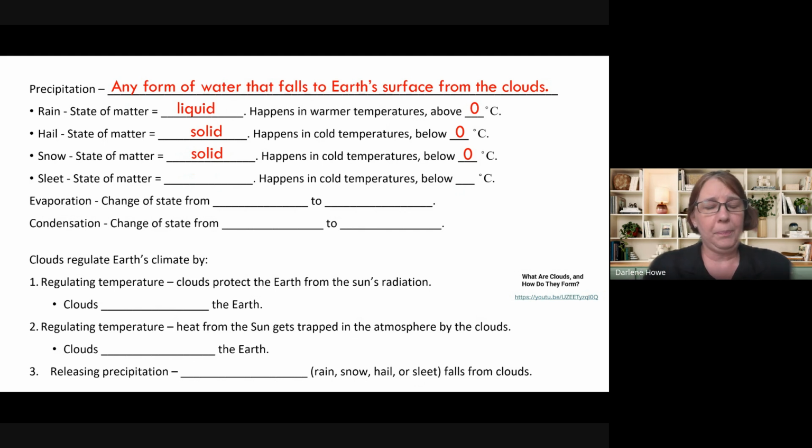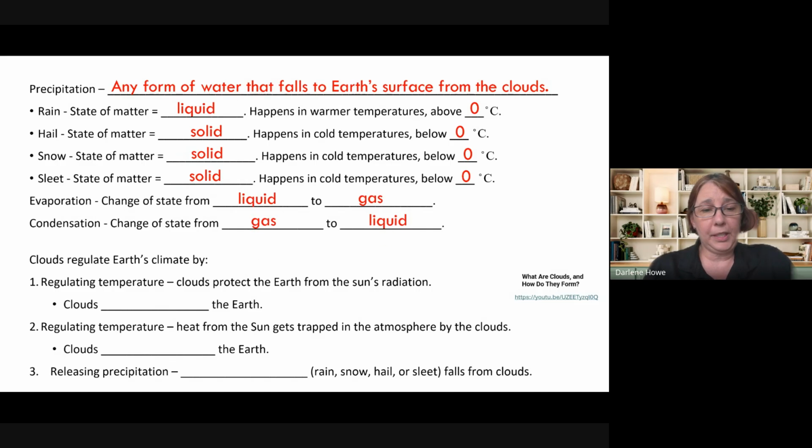Okay, hail. So sleet is simply when it doesn't do that pulling back up in the atmosphere, it just falls the one time. But again, it's falling ice. When it covers the land, it can make some very slippery, very awful conditions. But again, it's solid and it has to happen in cold temperatures, below 0 degrees Celsius, when it stays frozen. So evaporation, change of state from what to what? Evaporation is liquid to gas. Condensation is the opposite of that. Now you're going from a gas to a liquid.